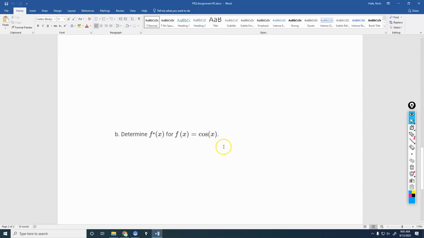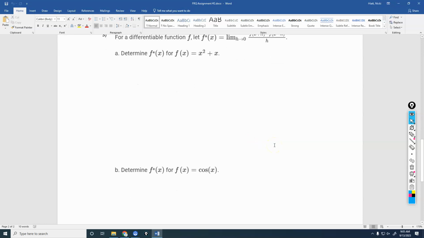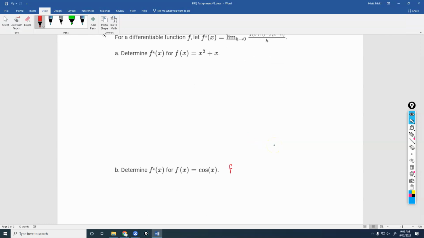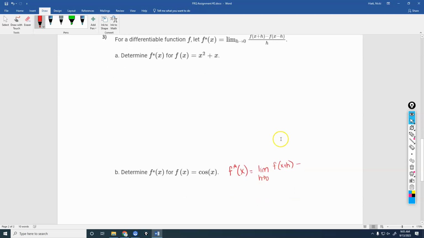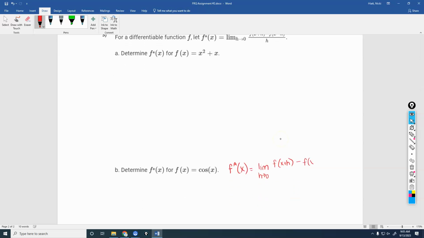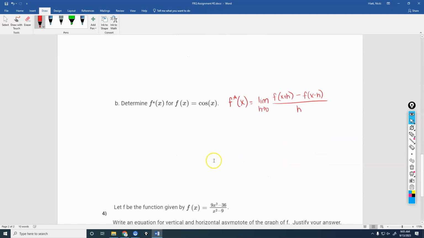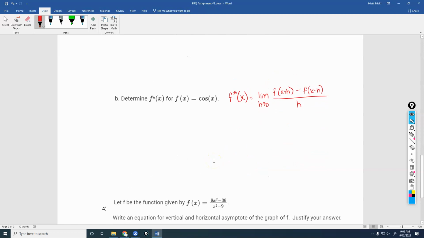Okay, let's look at this one because these F-star ones are weird, right? They're a little crazy. So it tells you earlier that F-star of x equals the limit as h approaches 0 of f of x plus h minus f of x minus h all over h. So what it's asking us to do is find F-star whenever f of x is cosine x.